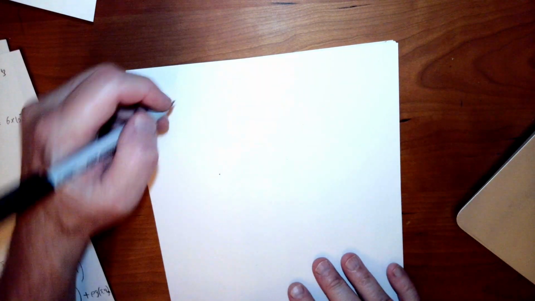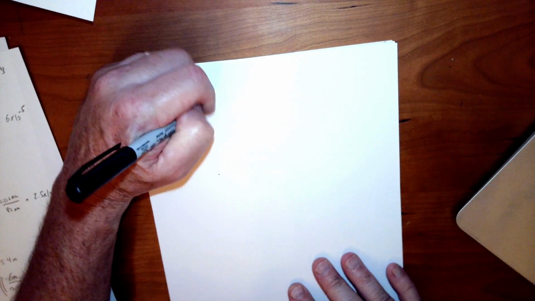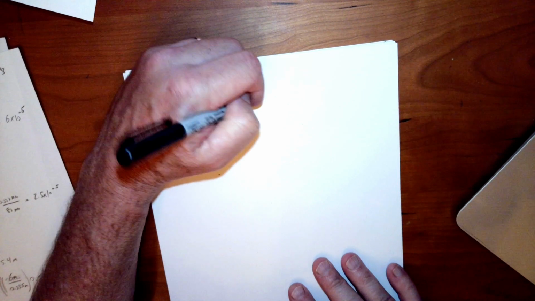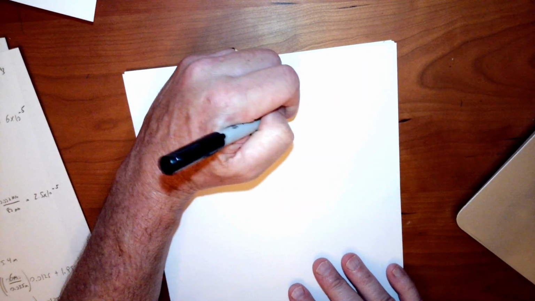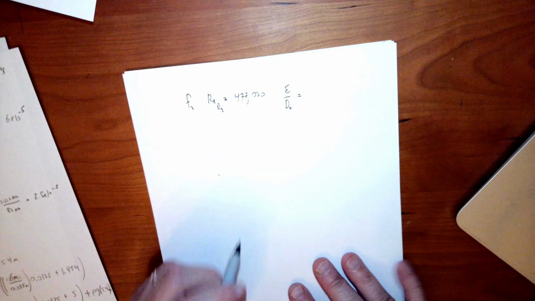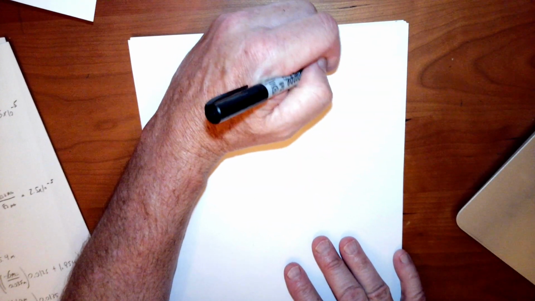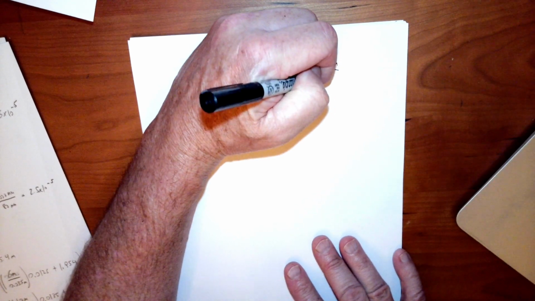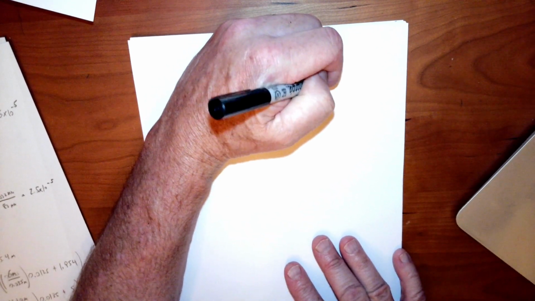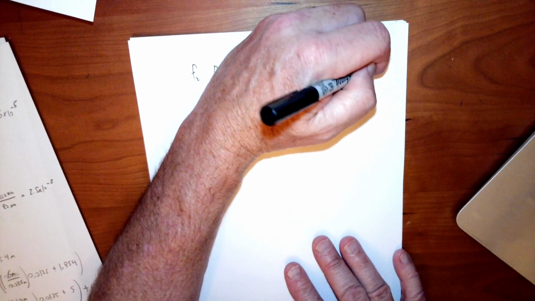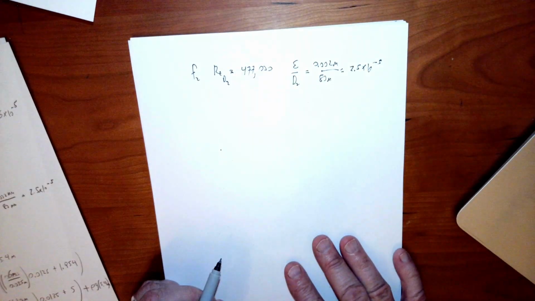Now I need f2. For f2, the Reynolds number based on the second diameter is 477,000. And I need epsilon over D2. And it's going to change because D2 is not equal to D1, right? So I have 0.002 millimeters divided by, in this case, 80 millimeters. And that gives me 2.5 times 10 to the minus 5. So that's a different epsilon over D.